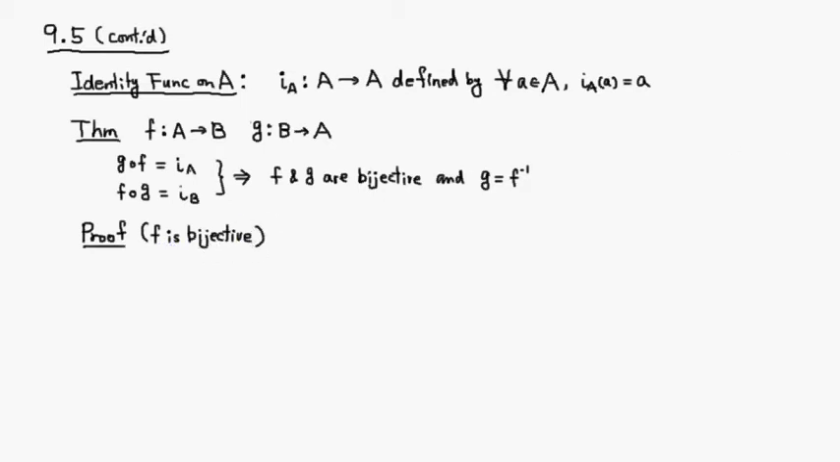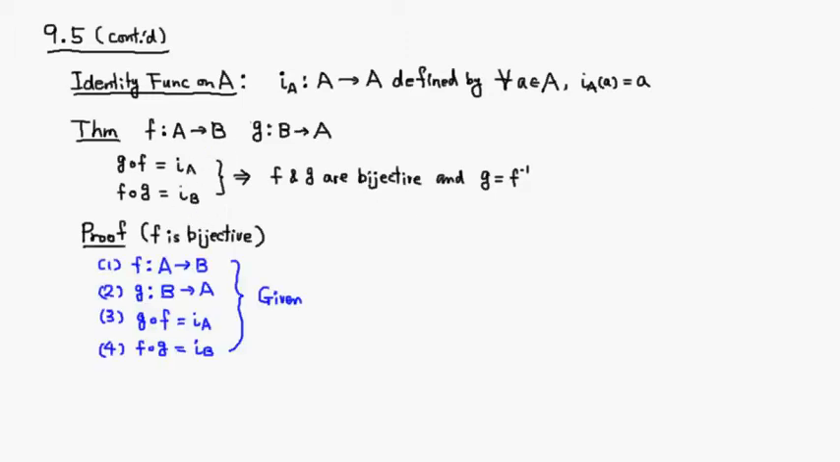First, we're going to put all the givens down. I wrote down all the givens. f is a function from A to B. g is a function from B to A. And g of f is the identity function on A, and f of g is the identity function on B.